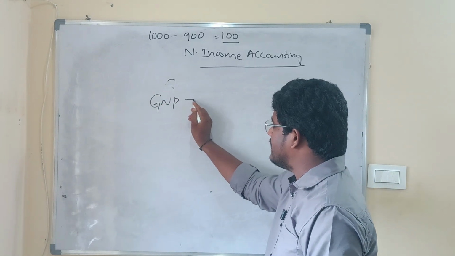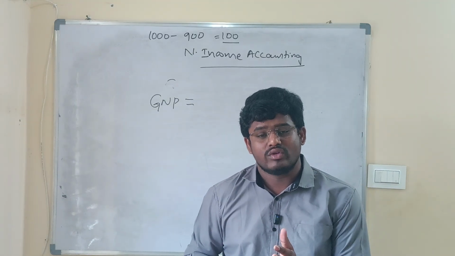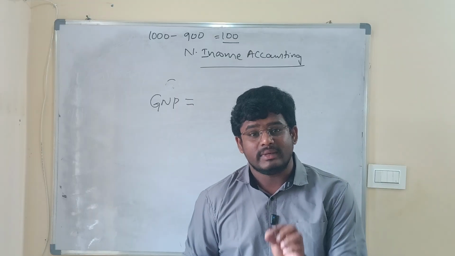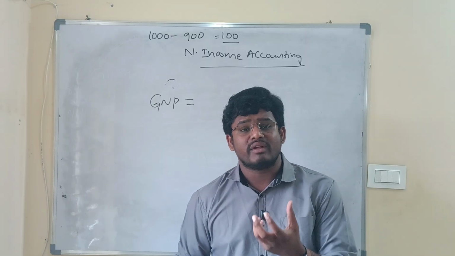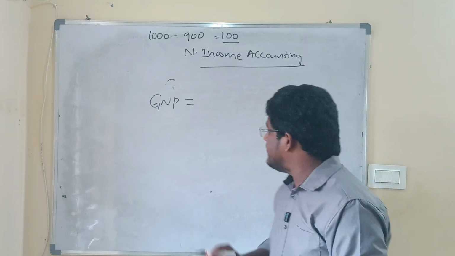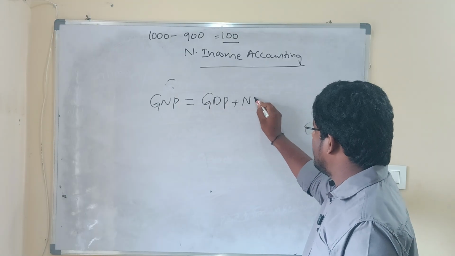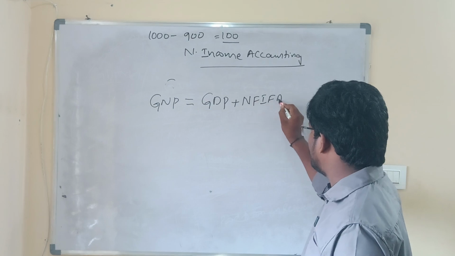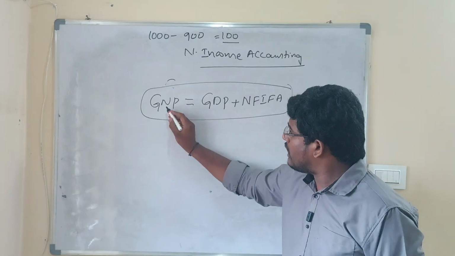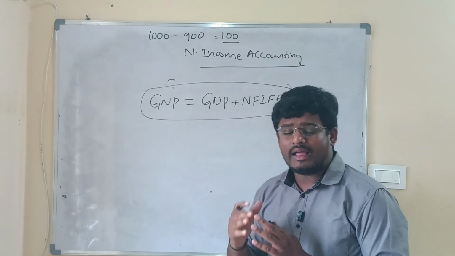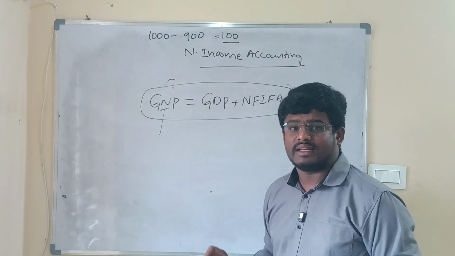I have already told that GNP, which is gross national product, is the total money value of all final goods and services produced by the residents, which means national product gives preference to the residents, who contribute. So GNP is referred to as GDP of a country plus net factor income from abroad. So this is the formula for GNP. Now why are we adding the net factor income from abroad? GNP is the contribution of the residents.